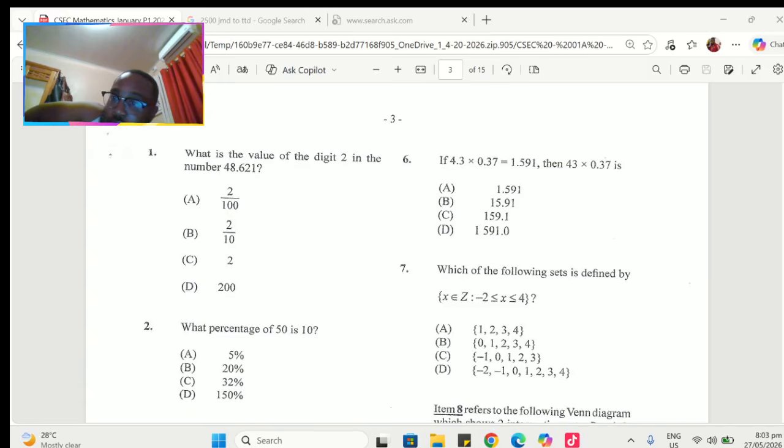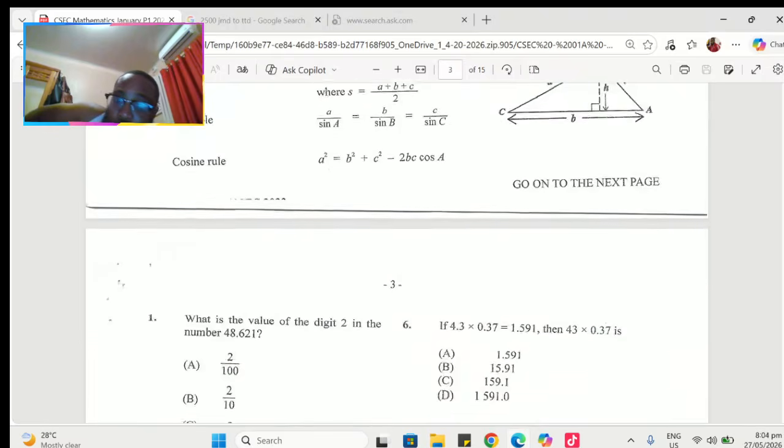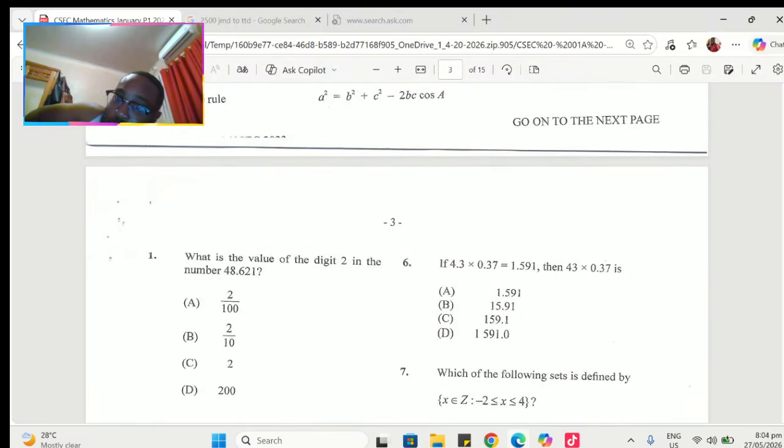Let's take a look at these. Number 1, what is the value of the digit 2 in the number 48.620? It's real simple. The amount of numbers after the point is the amount of zeros you're putting in the 100. So one number, that is 1 zero, so this will be 6 over 10. Second number, that will be 2 zeros, so that will be 2 over 100. The third number, that is 3 zeros, so that will be 1 over 1000. We'll be looking at the 2, so that will be 2 over 100, right?